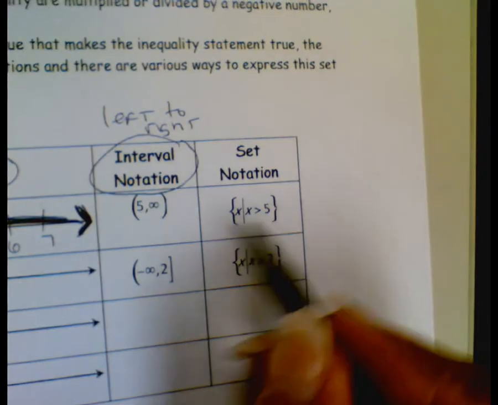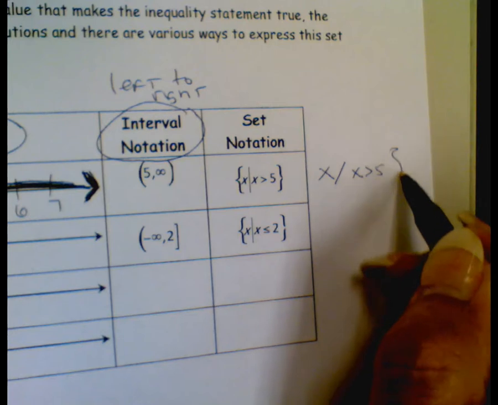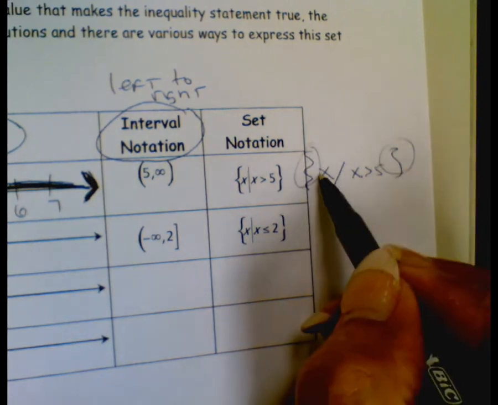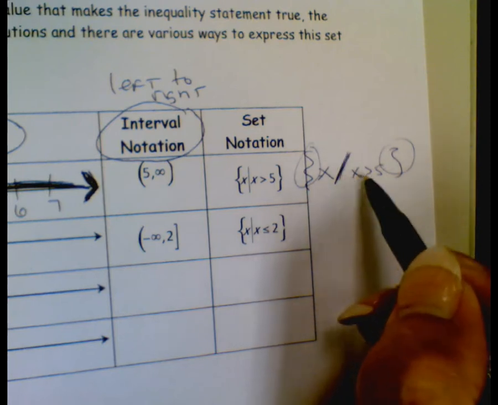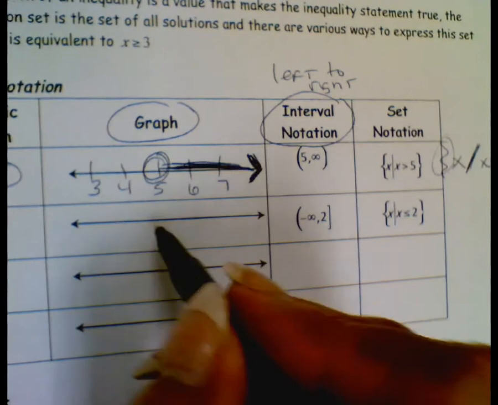Set notation is basically this first thing that you have right here, x is greater than 5, except you write x such that x is greater than 5. Braces. That's what set notation is. Set means braces. You do all the numbers such that means such that you want all the numbers greater than 5 to be graphed. X is less than or equal to 2, put the 2 in the middle.